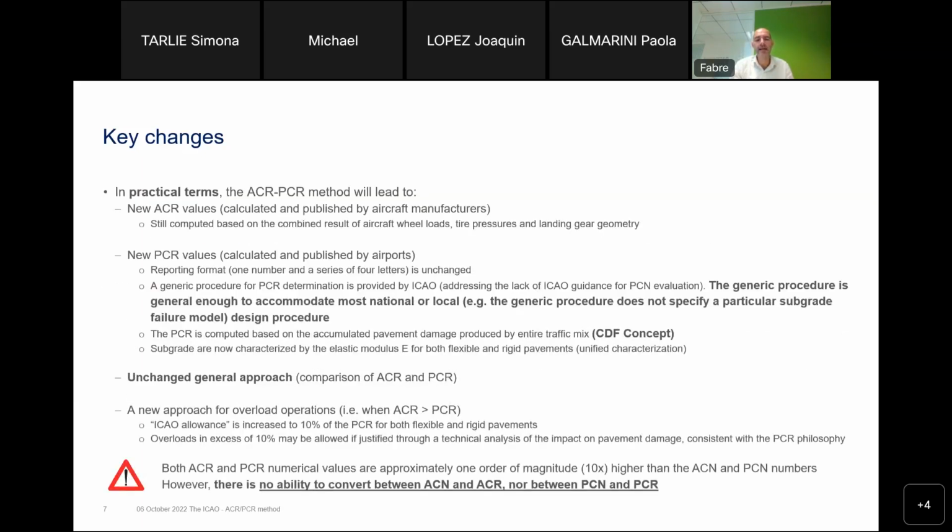So practically, it means that the new system will lead to new ACR values, which will be calculated and published by the aircraft manufacturers. So the ACR will be based on the combined result of the aircraft wheel load, so the aircraft max takeoff weight, and then the aircraft wheel load, tire pressure, and landing gear geometry, so the type of landing gear. And unlike the ACN-PCN system, for which only the reporting formats were described, we have developed recommended procedures for PCR determination with enough flexibility to comply with any national or local design practices and specificities, provided it uses the CDF concepts that I'm going to detail in the next slide.